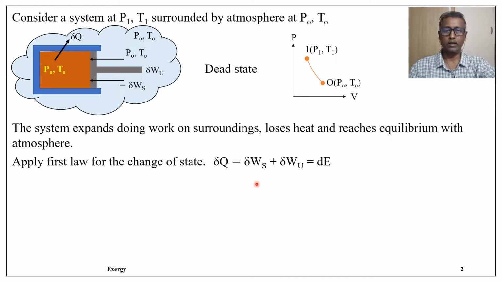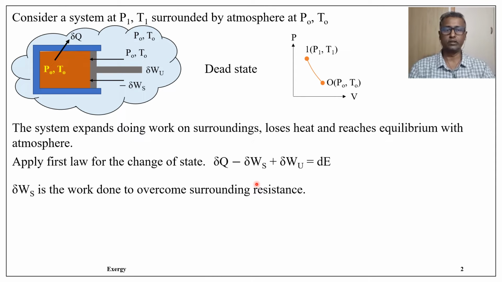What is the quantity of this del WS? It's the work done to overcome surrounding resistance, and that is equal to P0 dV. P0 is the atmospheric pressure or the surrounding pressure, and dV is the change in volume of the system during the expansion process.